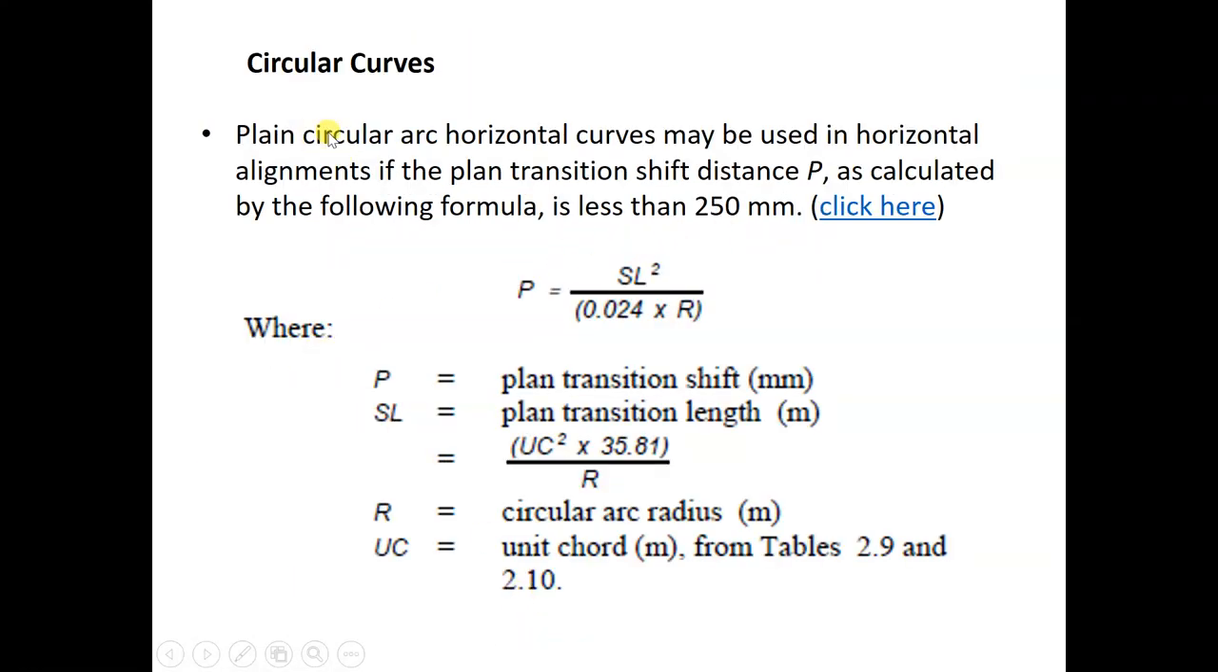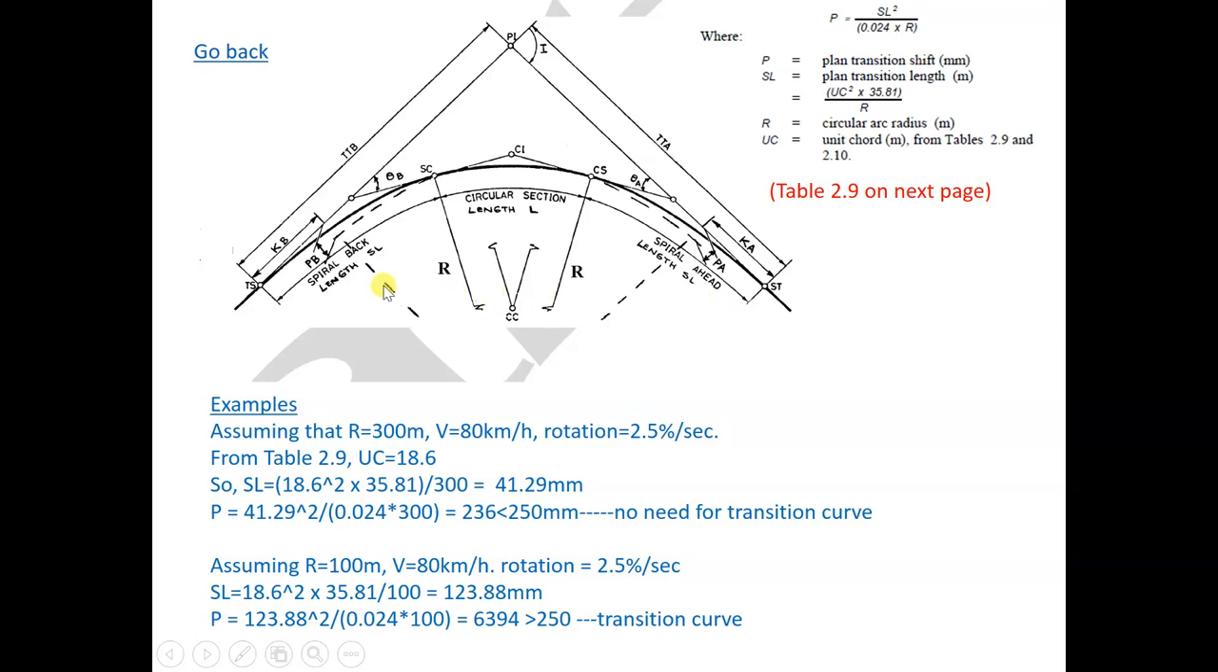Circular curve. Plane circular arcs, horizontal curve may be used in horizontal alignment if the plane transition shift distance P calculated by the formula is less than 250 meters. So there is a provision on whether to use the spiral curve or not. One of the provisions is that if the shift is less than 250 meters.